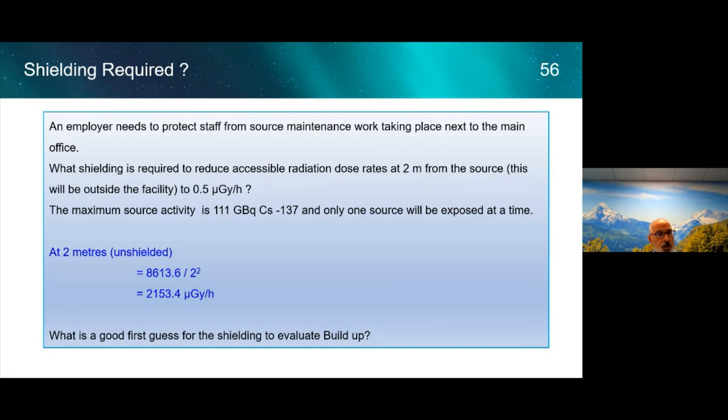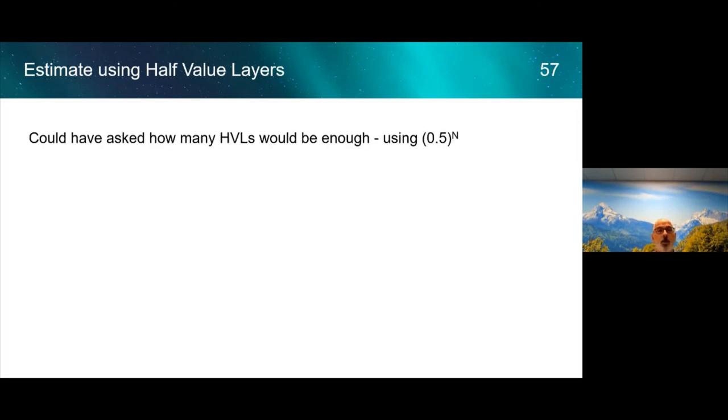Our target dose rate is 0.5. So we need to establish some kind of transmission factor, and we can use that to get a good first guess at evaluating buildup. We can use the half value layer idea to estimate what the thickness of that shield should be. So if we call it a transmission factor, it was 0.5 target dose rate divided by the unprotected or unshielded source dose rate at the position of interest. We end up with a transmission factor of 2.32 × 10⁻⁴.